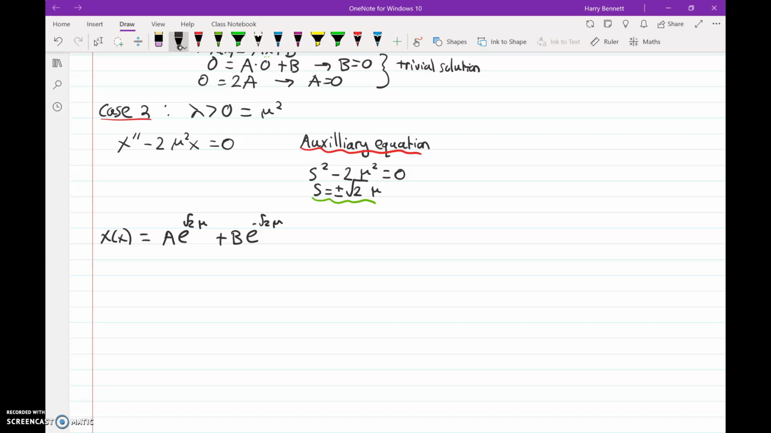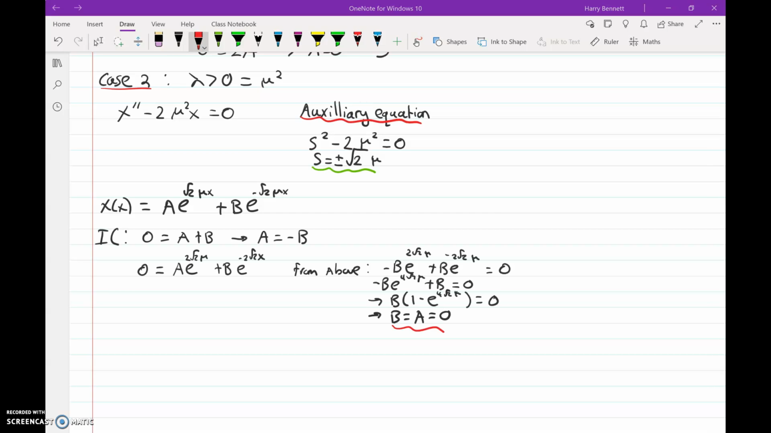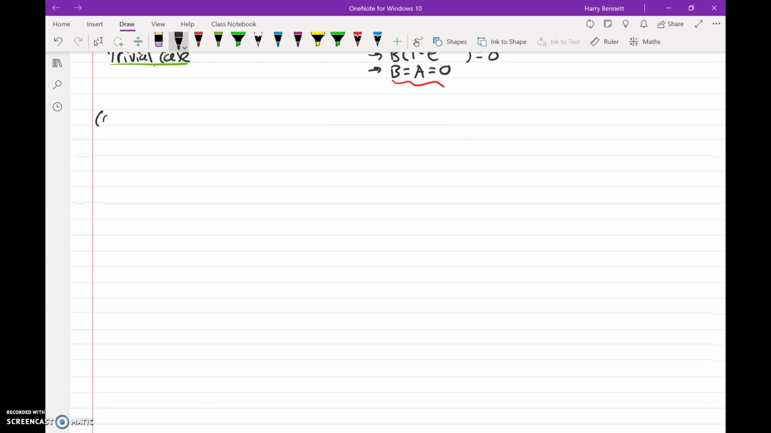Brilliant. Now let us insert our boundary conditions. Inserting them and doing a little bit of algebra, we find that a must be equal to b, which is also equal to 0. So we also have a trivial case. So there's only one more case to consider, which is that lambda is negative.